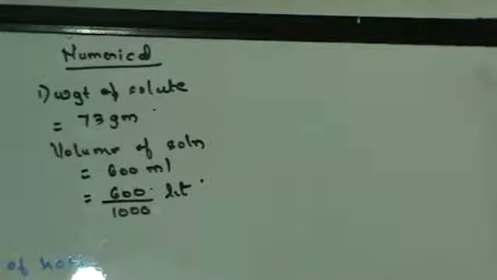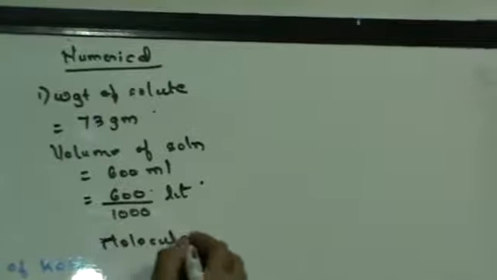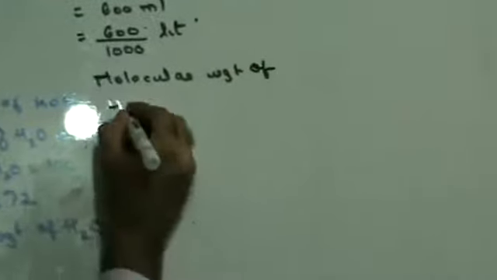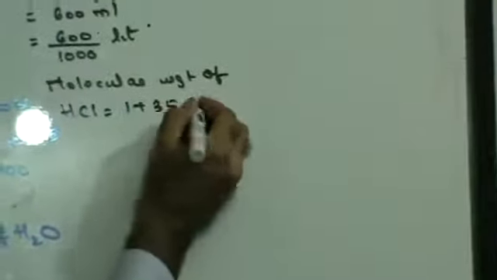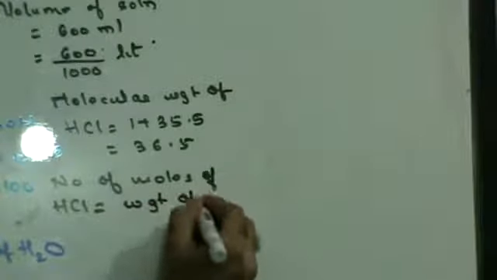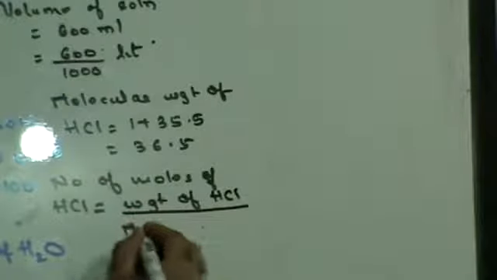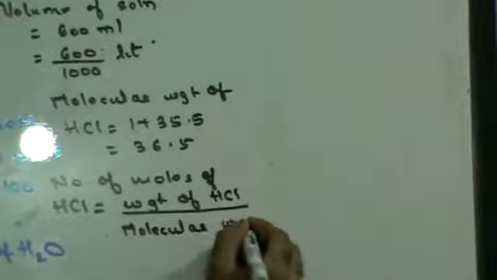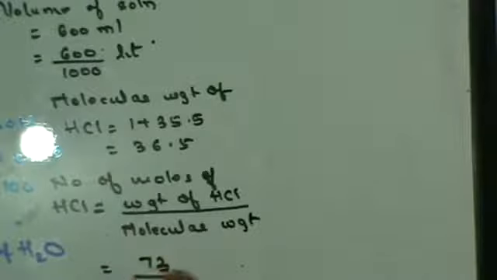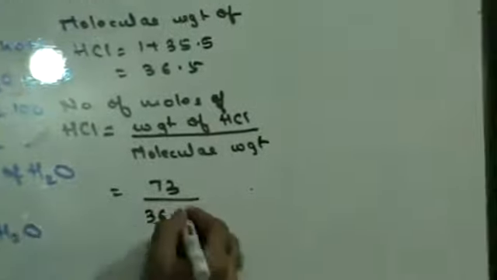Now, let's find out the molecular weight of HCl. Right, 1 plus 35.5, that is 36.5. Next, let's find out the number of moles of HCl. I just told you how to find out number of moles. It is nothing but weight of HCl upon molecular weight of HCl. Weight of HCl is given to you as 73 grams. Molecular weight you just found out is 36.5. That is 2 moles. Right?